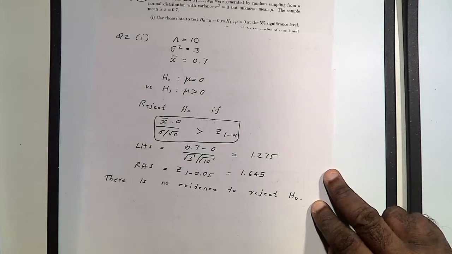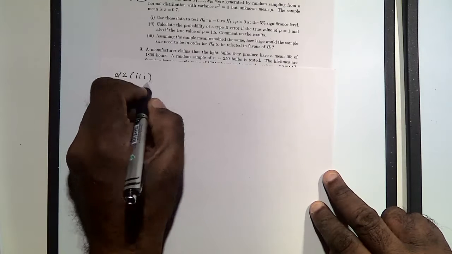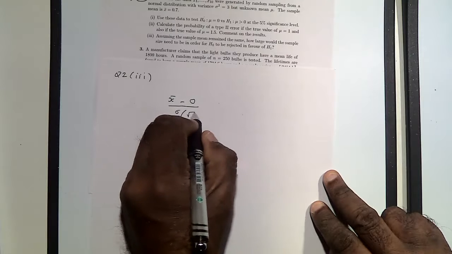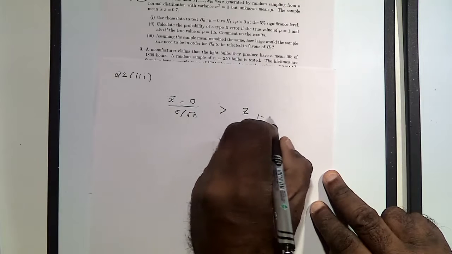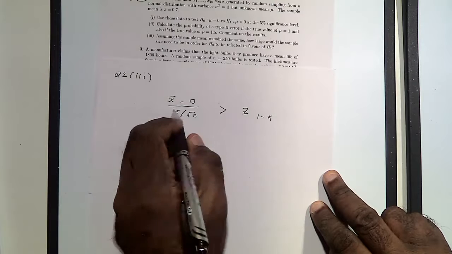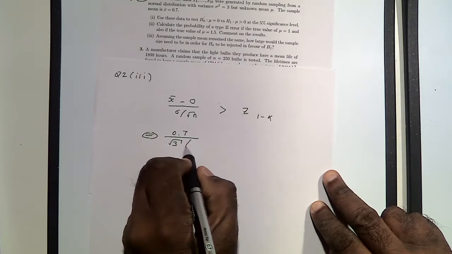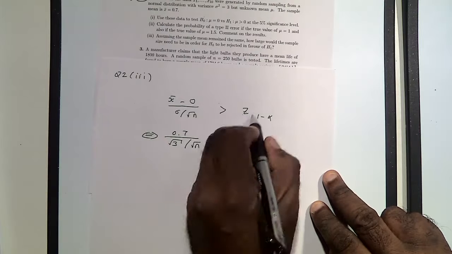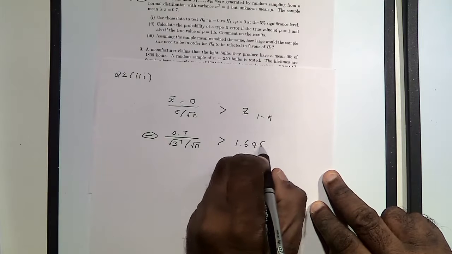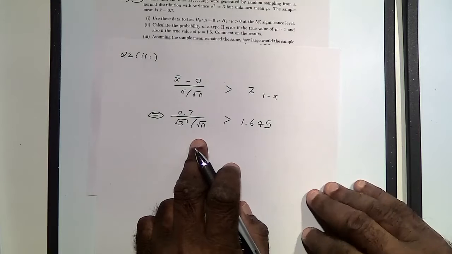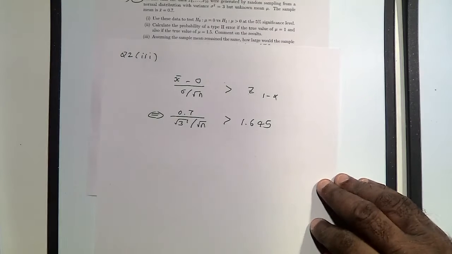To do this, we know the rule is that x bar minus 0 divided by sigma by root of n is greater than z 1 minus alpha. We know x bar is 0.7, sigma is root of 3, n we don't know, and z 1 minus alpha is 1.645. So we just need to work out the value for n.